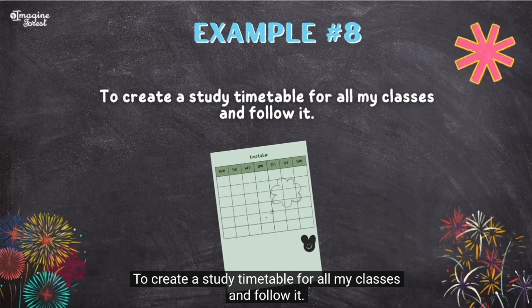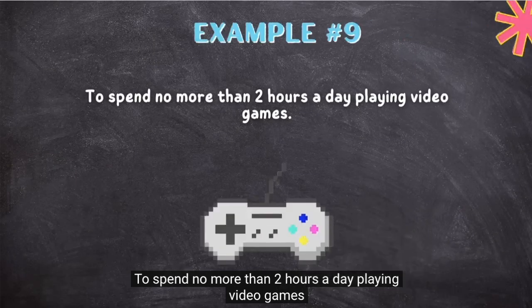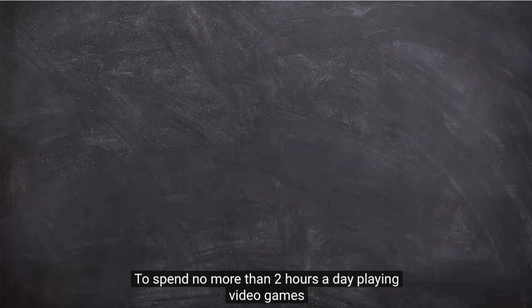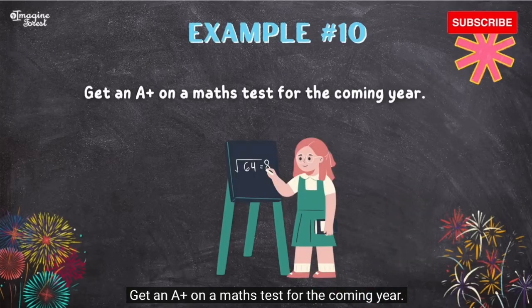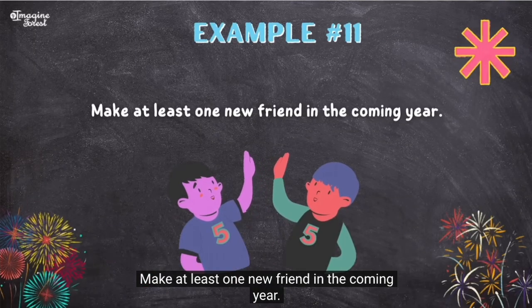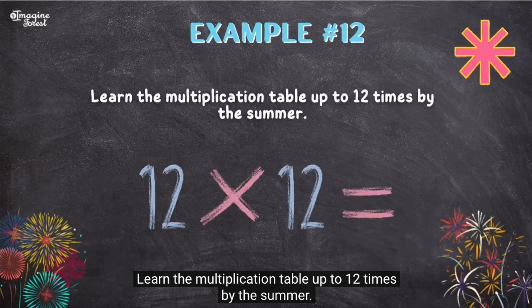To create a study timetable for all my classes and follow it. To spend no more than 2 hours a day playing video games. To get an A+ on a math test for the coming year. Make at least 1 new friend in the coming year. Learn the multiplication table up to 12 times by the summer.